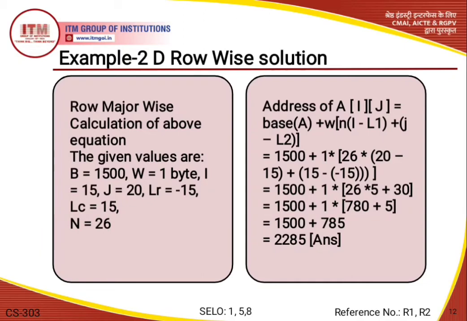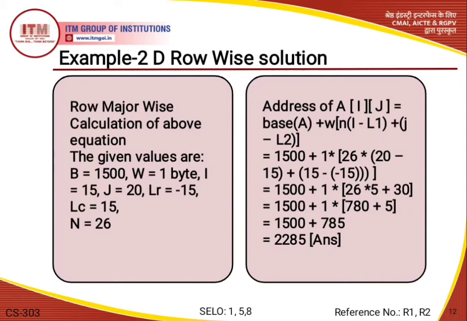columns is 26 here. Now the address calculation formula is Aij is equal to base A plus W times N times (I minus L1) plus (J minus L2). Now we put all these values in this formula, and then we get the answer as 2285. So in this way we are able to find the address value of the particular element in the matrix in the form of row and column measurement.